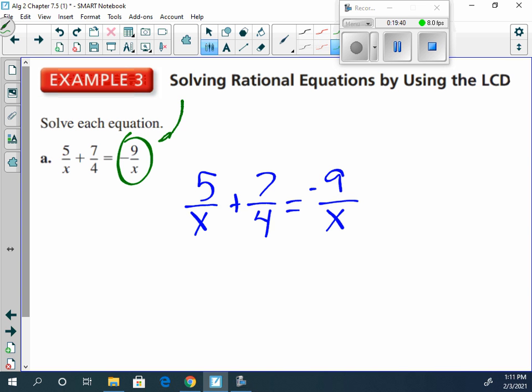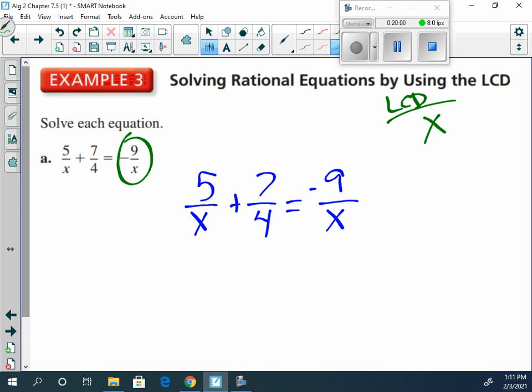So what would you need to multiply this fraction by so the fraction goes away? X. We need to multiply it by x, yes? Okay, so we're going to multiply both sides by x, yes? Is that going to be part of the LCD, what we're multiplying? I'll need an x, yes?